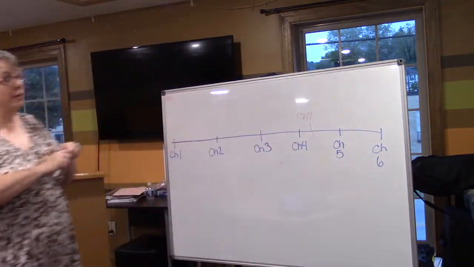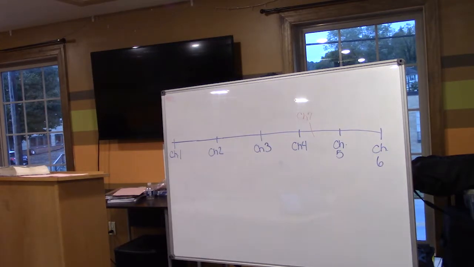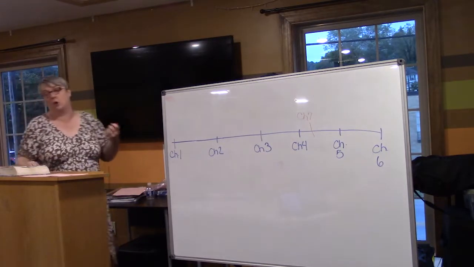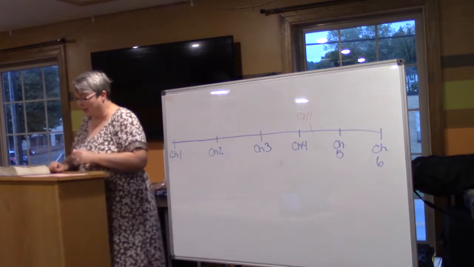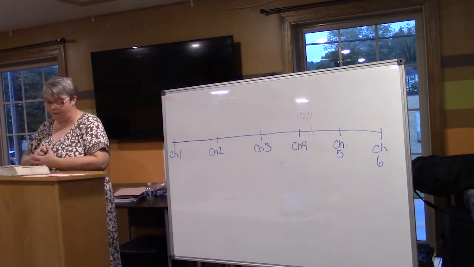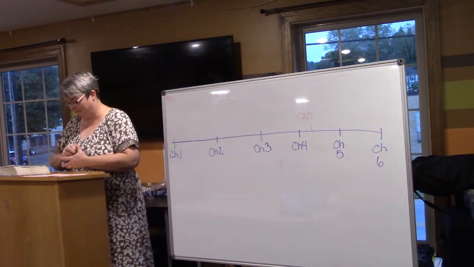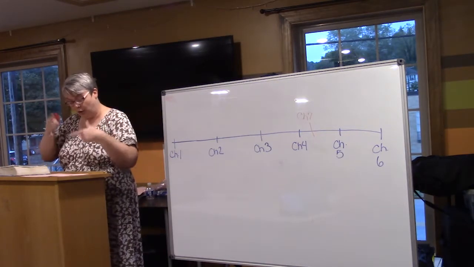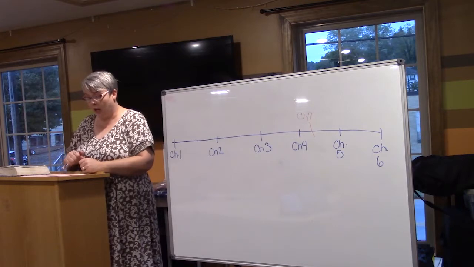That would be chapter 7, because by chapter 5 he's dead. So chapter 7 is somewhere between chapter 4 and chapter 5. And if you want to know years, it's about the year 553 BC. You can just look on your timeline and see that.